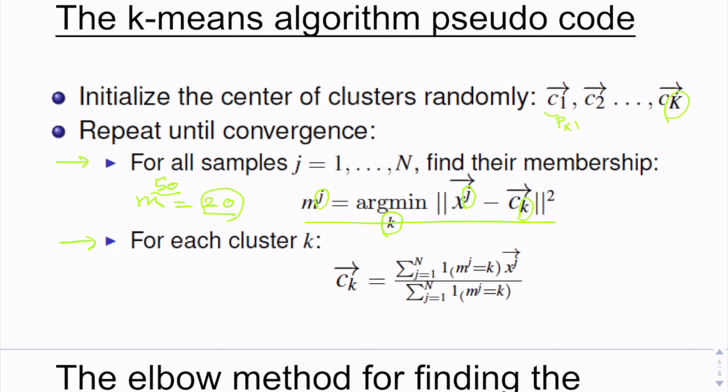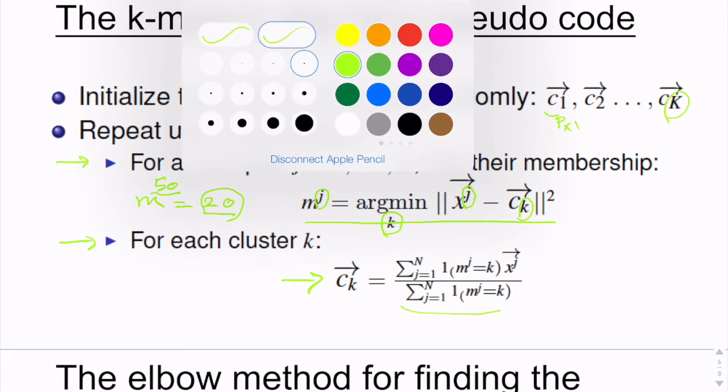The next step is now we recompute the center of each cluster. As I said, when you want to find the center of each cluster based on the members, we take the average of these vectors. So this formula is nothing but computing the center of each cluster. So then we basically do a sum. What does this sum mean? Let me give you an example here.